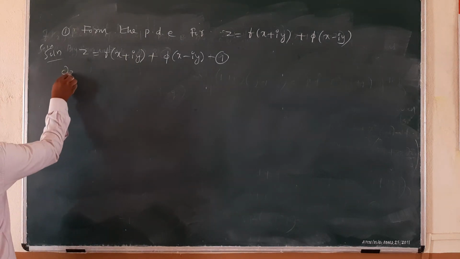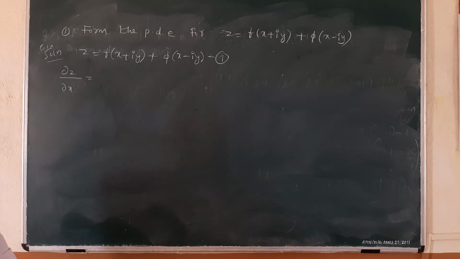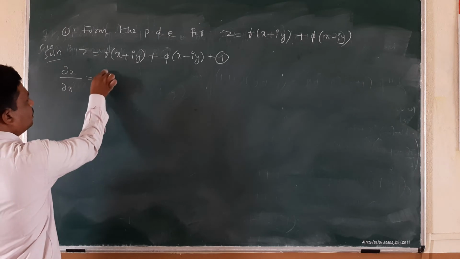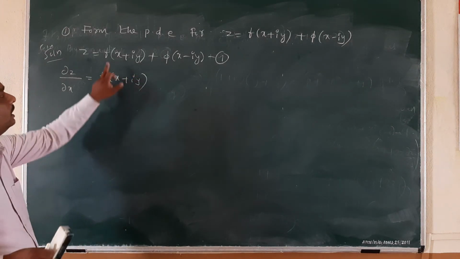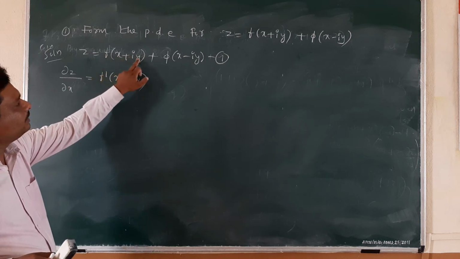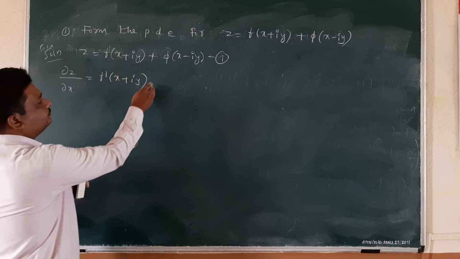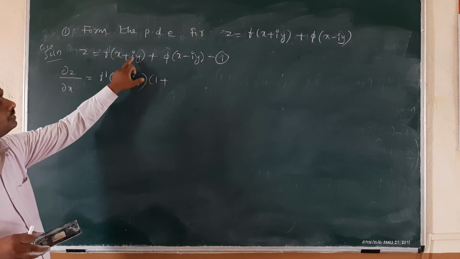So dou z upon dou x. Now derivative of f is f dash of x plus iy. Here f is removed. Remaining is x plus i into y. Derivative of x is 1 plus i into 0. Sorry, i into y.